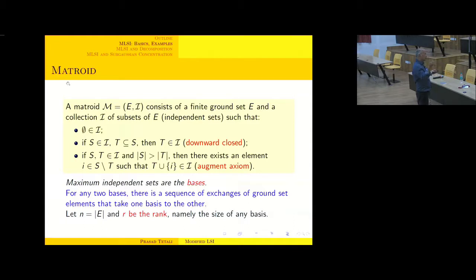Take an edge that's not in the spanning tree, add it, it creates a cycle, remove another. So that case was well understood. It was part of a balanced matroid case, how fast it was mixing and so on.